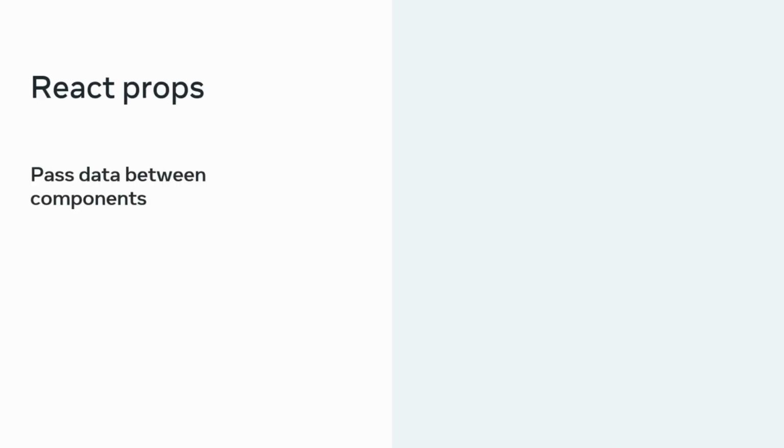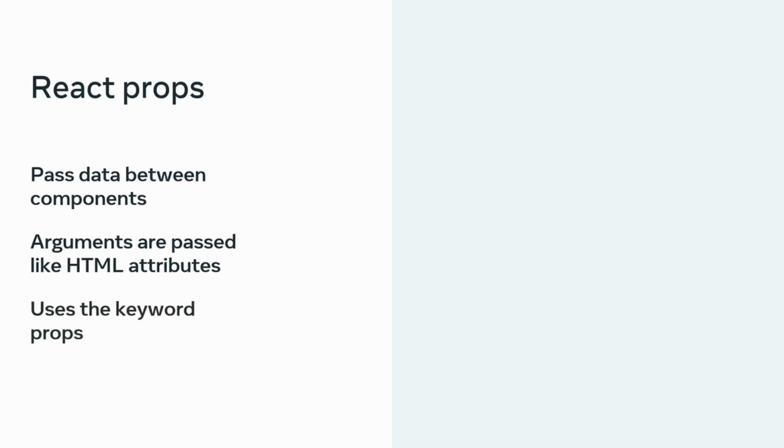In React, you can use a similar technique to pass data from one component to another using the properties object, or simply props. Props allow you to pass data from one component to another. It's helpful to think of props as arguments that components can accept and are passed using JSX syntax, much like HTML attributes. Inside a function, you use the keyword props.